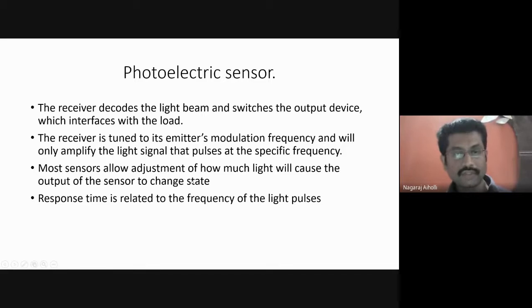Most sensors allow adjustment of how much light will cause the output of the sensor to change the state. Response time is related to the frequency of the light pulses. If the frequency is high, response time is less. Frequency is inversely proportional to time: F is equal to 1 by T. Correct? If F is more, time will be less. Inversely proportional, frequency to time period. If frequency is less, time period will be more. If frequency is more, time period will be less. So the response time will be less.